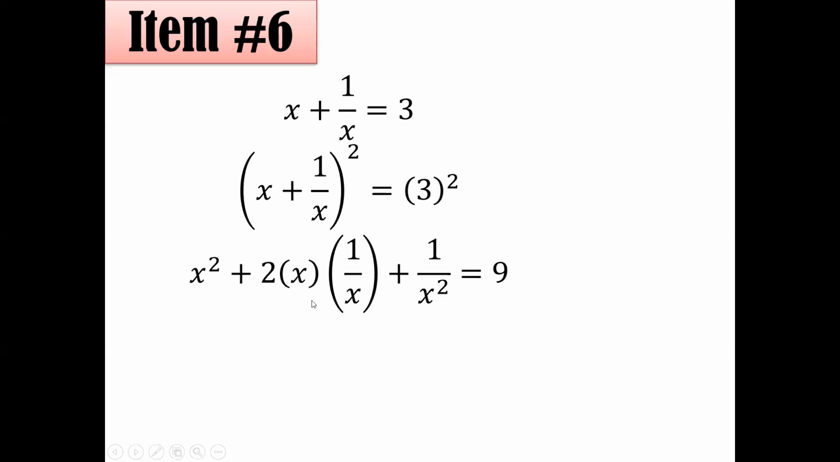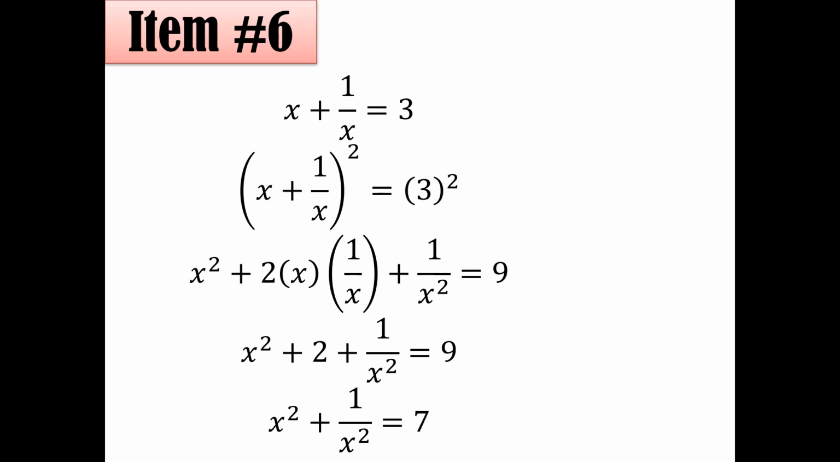Correct, 2. Assuming that x is not 0, the product of a number and its reciprocal is equal to 1. So 2 times 1 becomes just 2. So you have x squared plus 2 plus 1 over x squared equals 9. By subtracting both sides by 2, we get x squared plus 1 over x squared equals 7. That's why the correct answer is letter A.